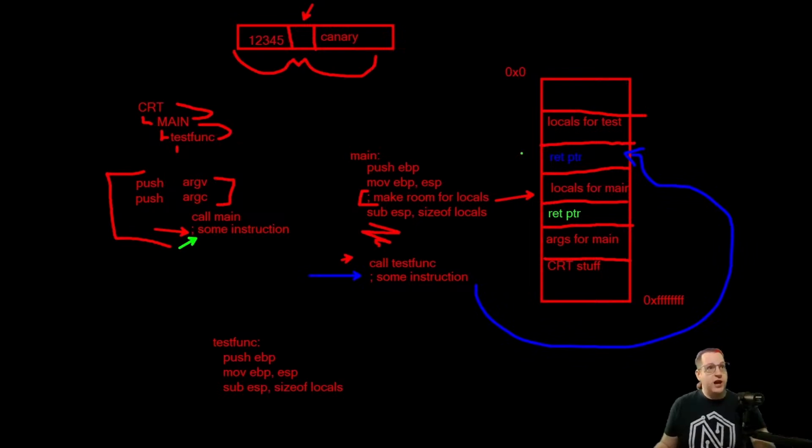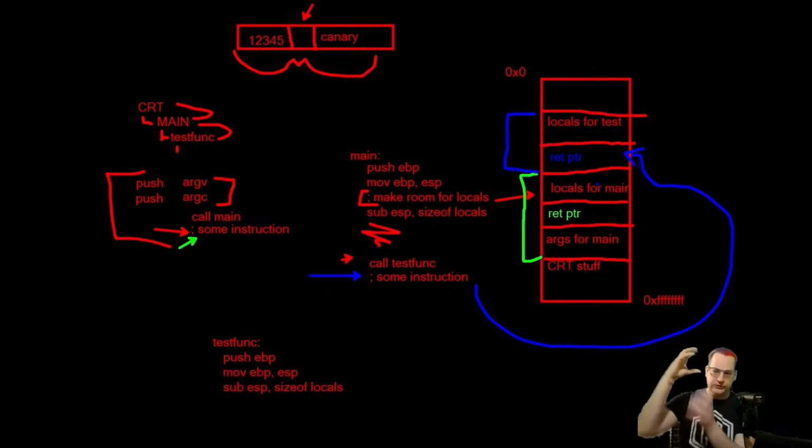So just some vocabulary here. These things that are the locals for main, or the return pointer and arguments for main, we call that a single stack frame. That is the main function's stack frame. Same way up here, we have the locals for our testfunc and its return pointer, and if we had arguments, those are the stack frame for that function. We put those stack frames on top of each other, and that allows us to see where we've come from when we need to come back at the end.